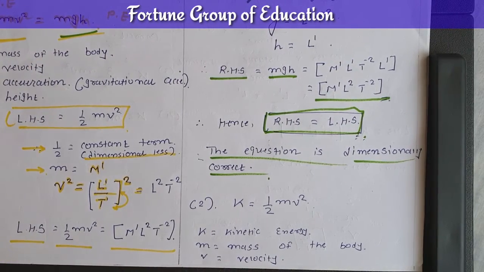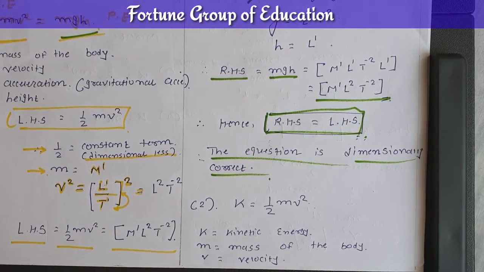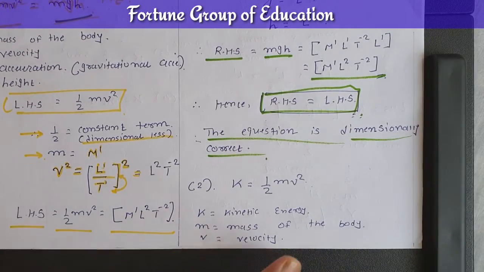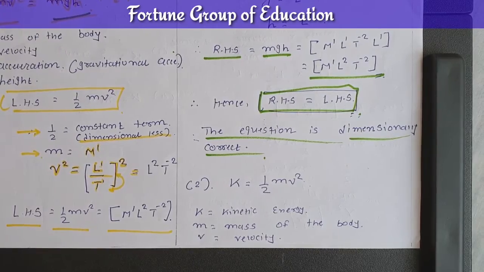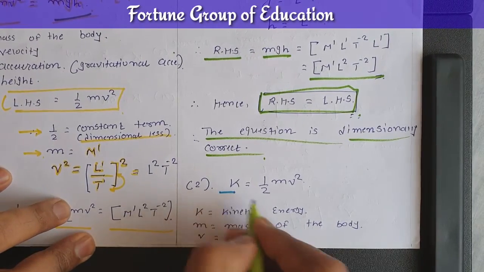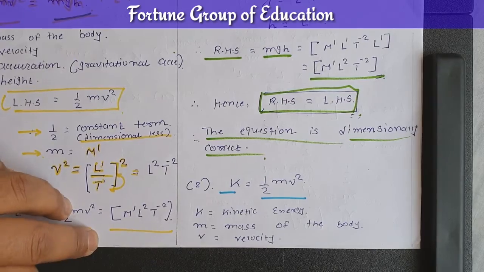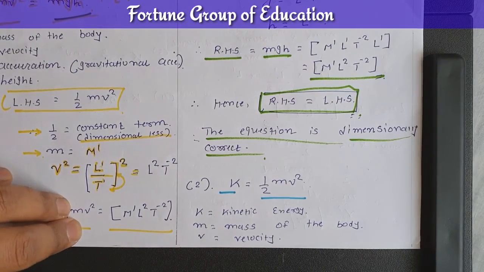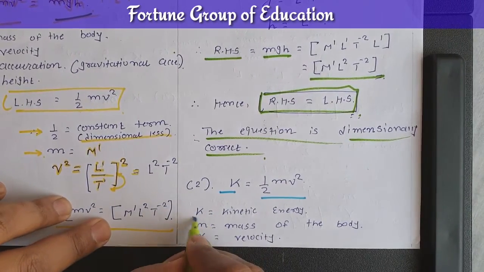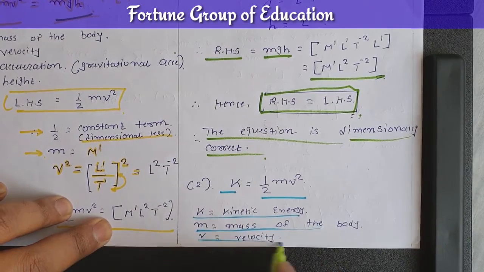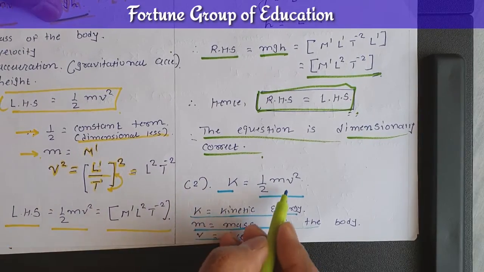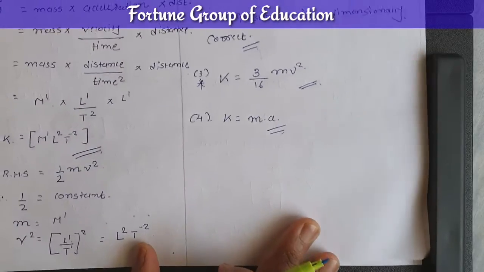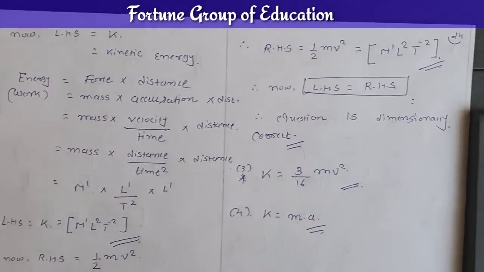Now I will take another example: K equal to 1/2 mv square. We just have to prove that. Here K indicates the kinetic energy, and 1/2 mv square is also the kinetic energy equation, but we have to prove that. K is for kinetic energy, m is mass, v is velocity. From the left hand side we take this kinetic energy, and from the right hand side we take 1/2 mv square. So our equation is like that.